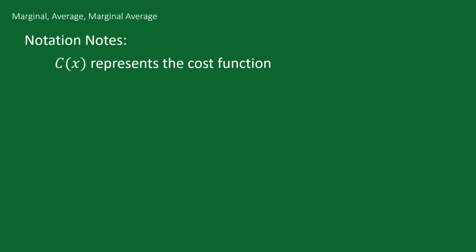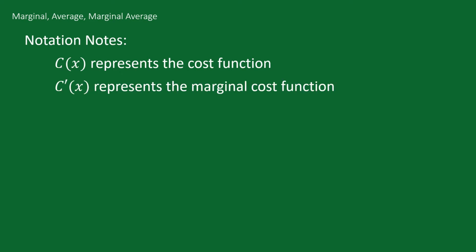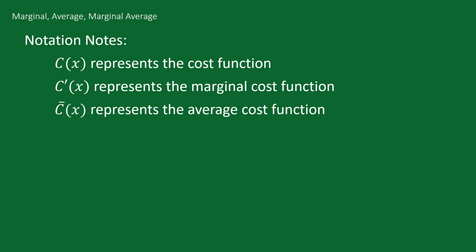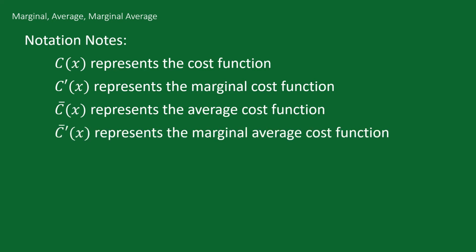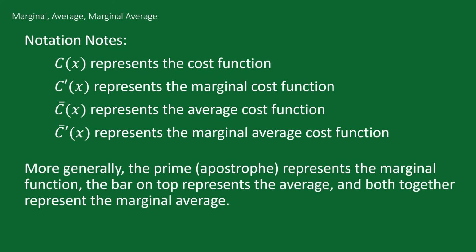Okay, so a couple of notation notes before we get started. C of x represents the cost function, C prime of x represents the marginal cost function, C with a little bar on top of x represents the average cost function, and C bar prime of x represents the marginal average cost function. So more generally, the prime, the little apostrophe, represents the marginal function, and the bar on top represents the average, and both of them together represent the marginal average.